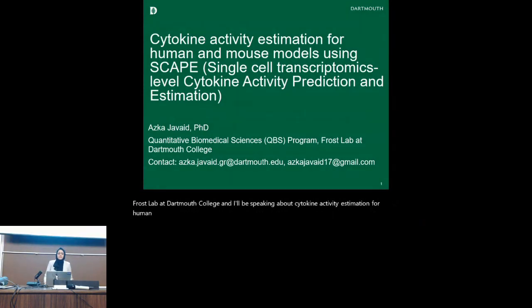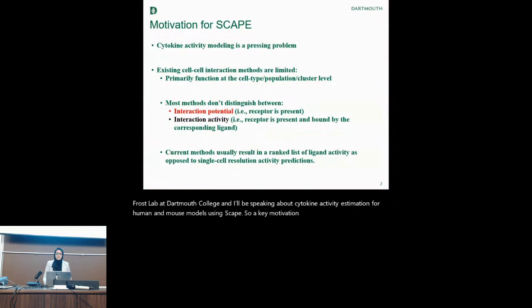So a key motivation for cytokine activity estimation is that it's a pressing problem. Cytokines are implicated in a number of different conditions, including autoimmune disorders like rheumatoid arthritis and also COVID-19. And they're also one of the central agents in immune cell signaling.